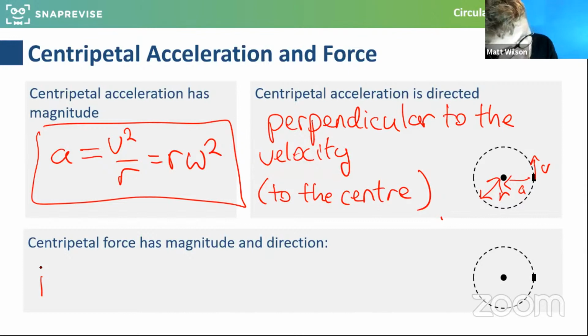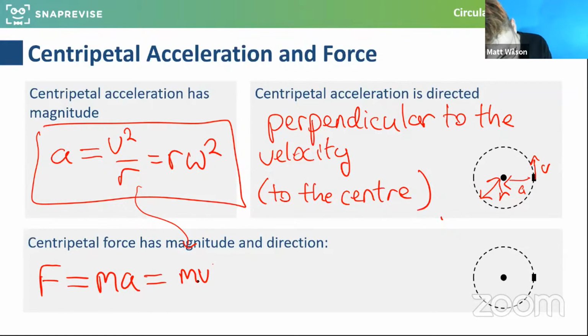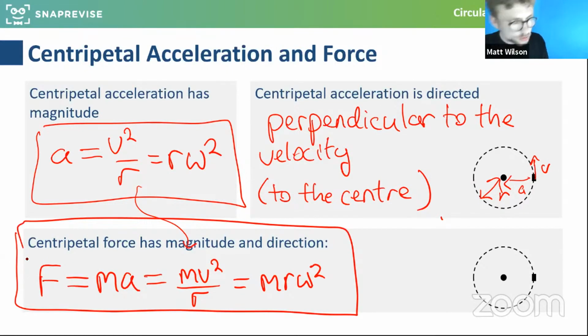Newton's second law says force, the resultant force required to achieve some acceleration, is given by mass times the acceleration. Okay, so the force required, and the force is going to be towards the center of the circle as well. The force required to keep something going around in a circle at velocity v and radius r is given by m times a, and a is this thing here. So it's given by mv squared divided by r, or equivalently, mr omega squared. So that's how we get Newton's laws into circular motion. And that's going to be the big formula for today.